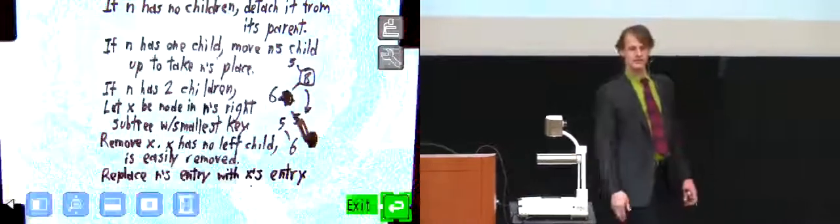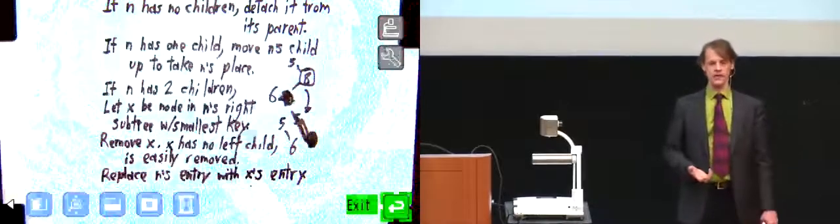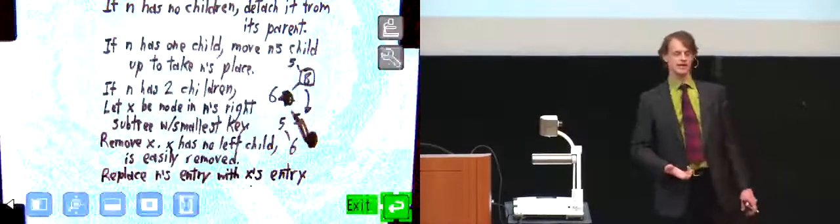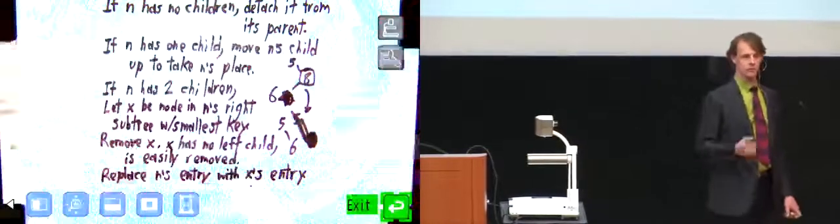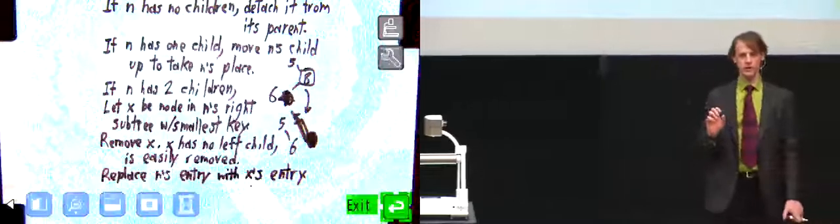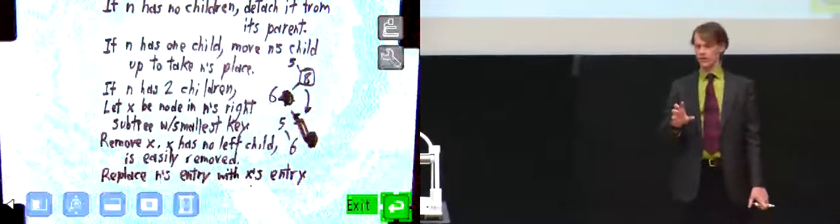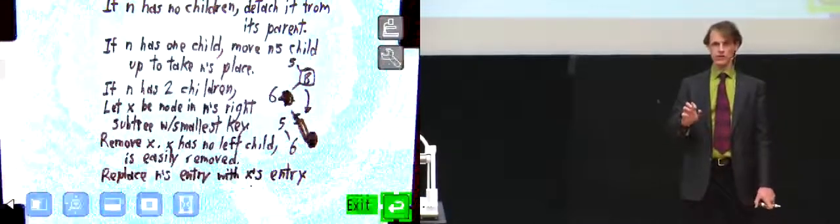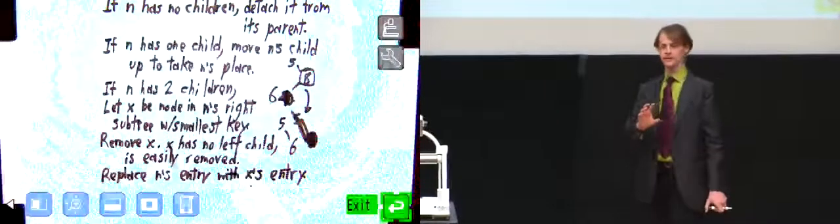So we're going to replace n's entry with x's entry. Remember, n is the node with two children. We want to get rid of its key, but you can't really get rid of a node with two children. So what we do is we replace its key with a different key instead.